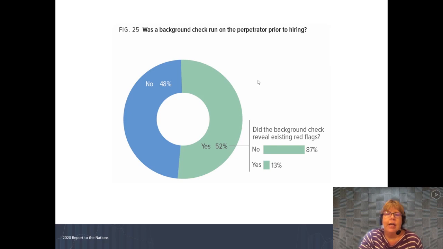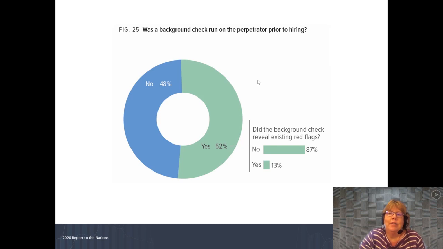So here, we're going to get into some of the HR procedures and then some information about the average perpetrator. One of the questions was: was a background check done before hiring? It's about half and half, 52% yes and 48% no. Then the subsequent question is: did the background check reveal any existing red flags? 13% of those said yes, so 13% of the 52% said yes and still hired the individual.